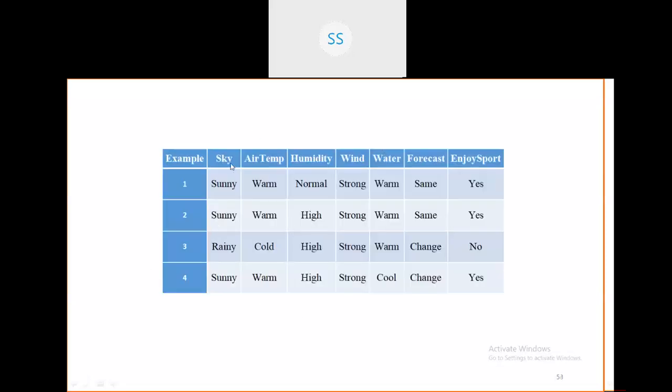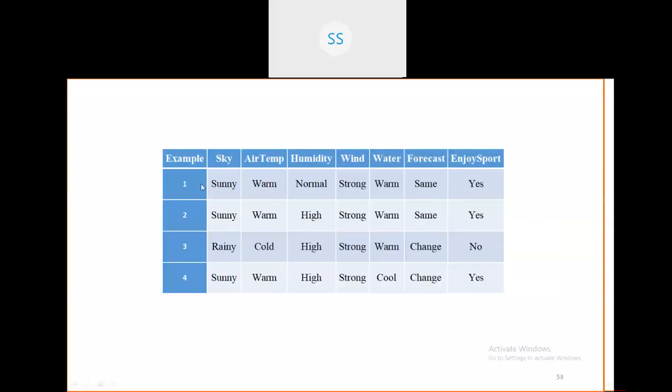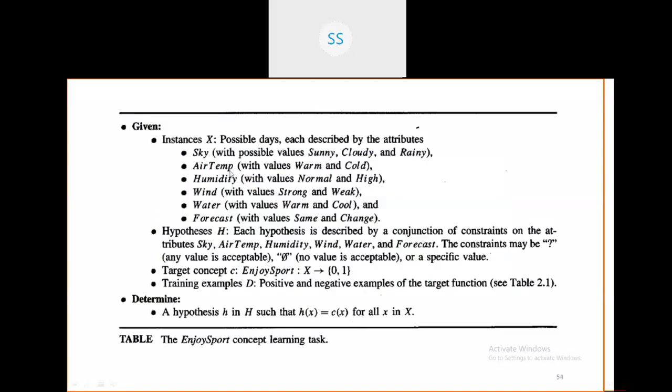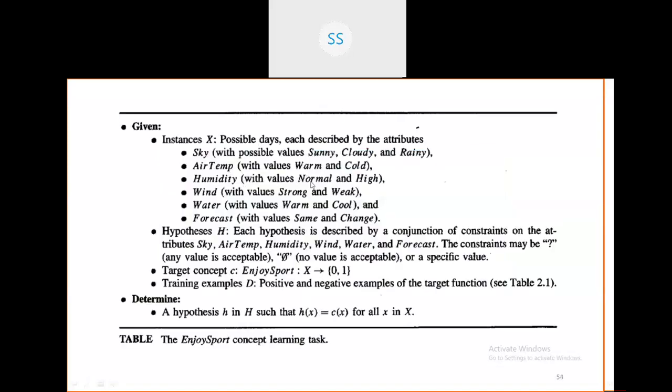Look at this example here. On a particular day, let us look at the attributes. Sky is my attribute, right? So on any given day, the sky can be either sunny or rainy. No other values are allowed here. Similarly, for air temperature, the value can be either warm or cold.